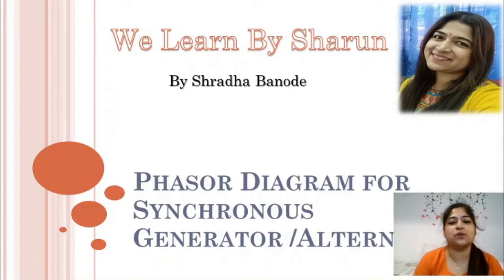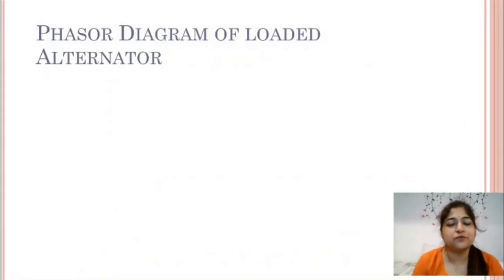I am Shraddha Banode and in today's session we are going to learn phasor diagrams for synchronous generator or alternator. Alternators are of two types, cylindrical and salient pole. In today's session we are going to learn how to draw the phasor diagram for cylindrical pole alternator.